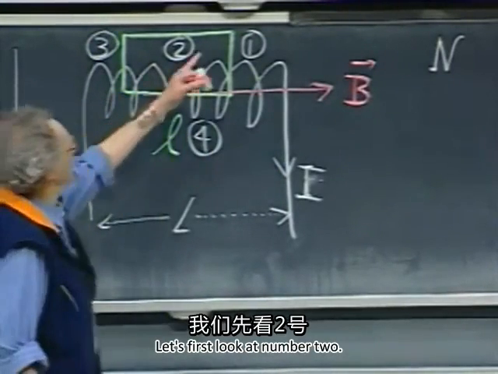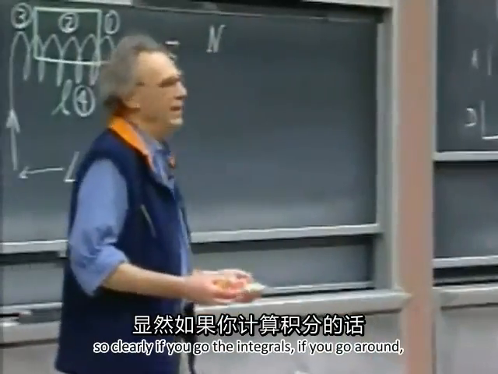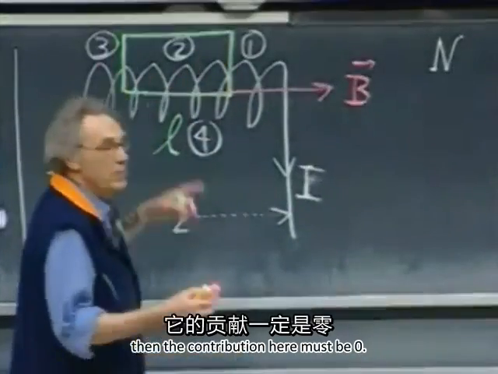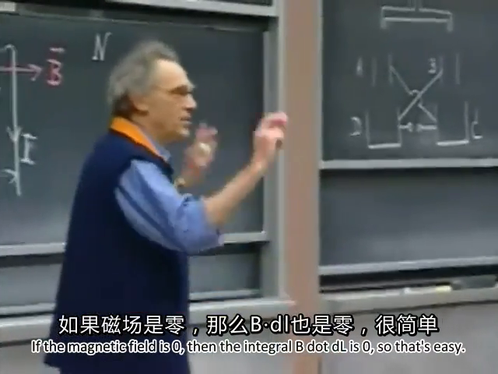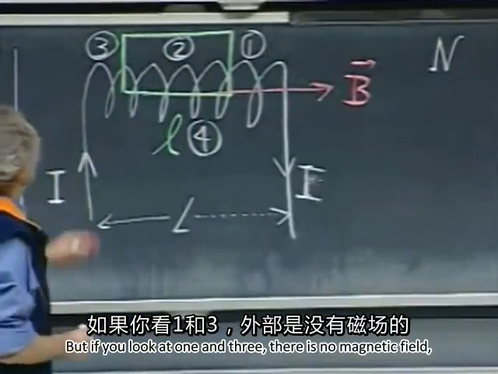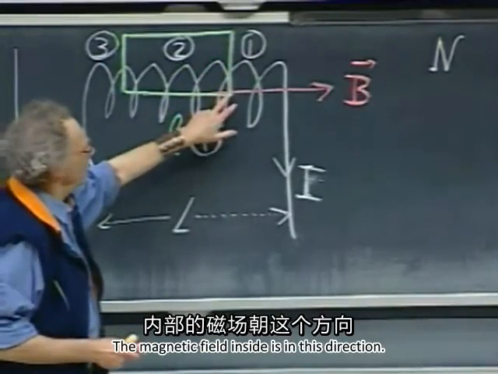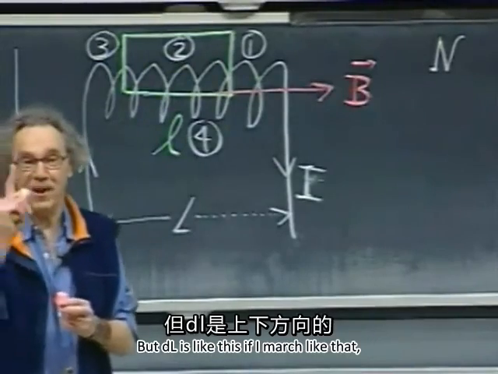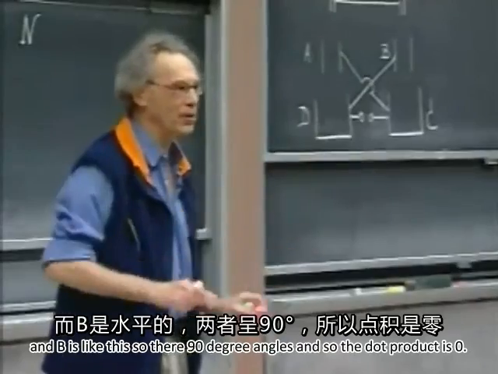Let's first look at number 2. We have assumed that the magnetic field is practically 0. So clearly, if you go around, then the contribution here must be 0. If the magnetic field is 0, then the integral of B dot dl is 0. So that's easy. But if you look at 1 and 3, there is very small magnetic field outside. The magnetic field inside is in this direction. But dl is like this if I march like that, and B is like this, so they are at 90-degree angles, and so the dot product is 0.